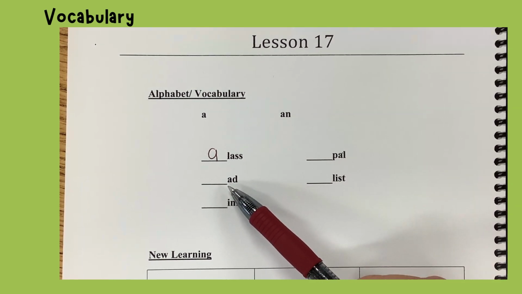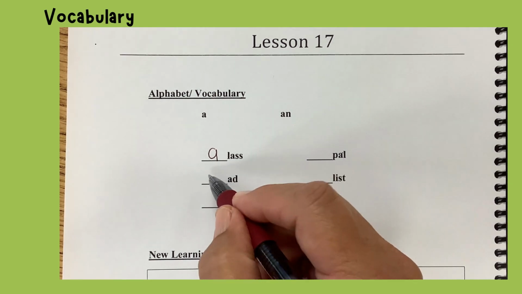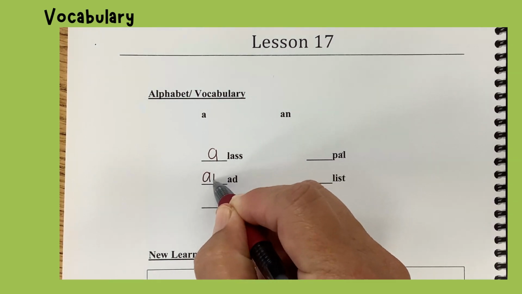Add starts with A. Is that a vowel sound or a consonant sound? Correct, it's a vowel sound. So with vowels, we're going to use an. An add.